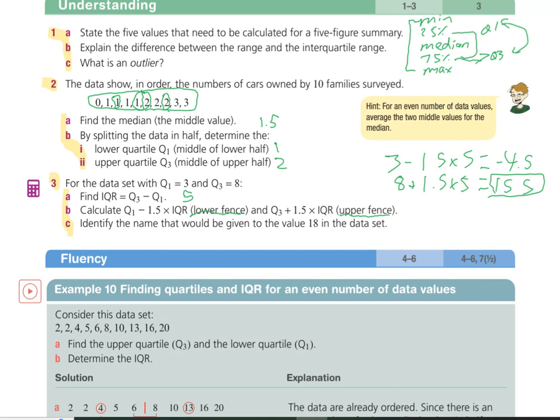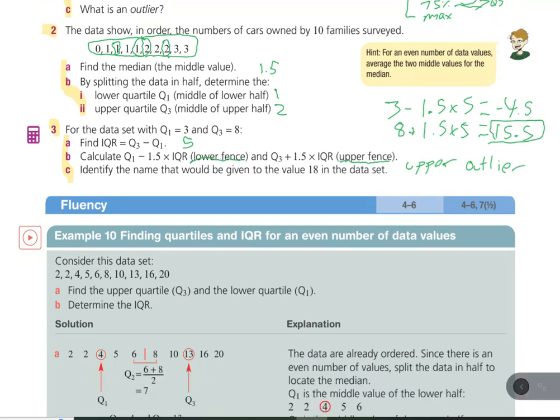Calculate the interquartile ratios. I've just got the calculations over here. 3, which is your Q1, take 1.5 times 5. 1.5 times 5 is 7.5, and 3 take 7.5 is minus 4.5. So if a value is lower than that, it will be an outlier. And similarly, a value that is Q3 of 8 plus 1.5 times 5, so greater than 15.5, will also be an outlier. Identify the name that would be given to the value 18 in the data set. It would be an upper outlier, as it is above 15.5, the value that we had calculated to be an outlier.